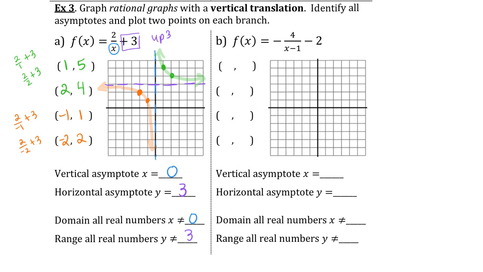Okay, last one. Start with the vertical right here. x minus 1 equals 0 tells me my vertical. x minus 1 doesn't equal 0 tells me my domain. Either way, x can't be 1. And there's a vertical asymptote at x equals 1. Okay, generally, the horizontal asymptote is at y equals 0, but since there's a minus 2, it's going to go down 2. So now it's at y equals negative 2.